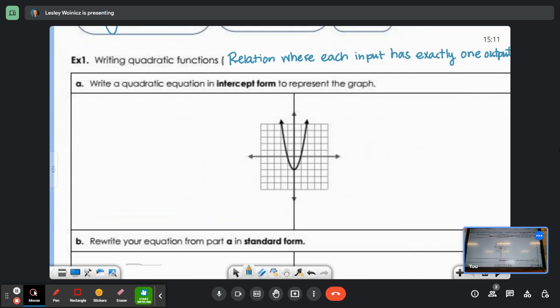Okay, the other day, kids were asking me, what's a function? I'm like, oh, we need to review this.